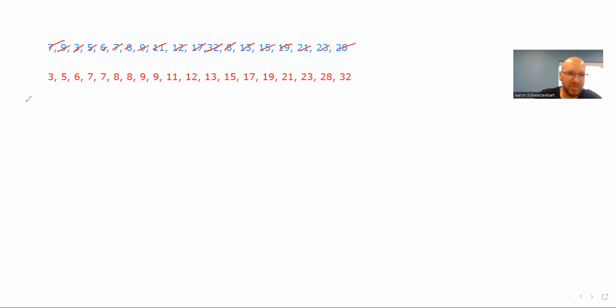So to find the 5-number summary, I need the minimum. That's pretty easy. I need quartile 1, which I'll explain how to get in a second. I need the median, which I'm going to abbreviate with the capital M. I'll need quartile 3. And I need the maximum. The maximum here is 32.